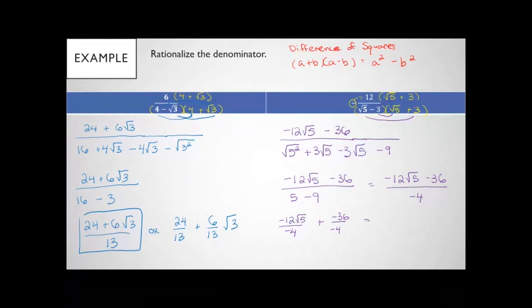I can start dividing. So a negative 12 divided by negative 4 is a positive 3. So this leaves me with 3 square root of 5 plus the negative 36 divided by negative 4 is 9. So that gives me a plus 9. So in this case, I did split it up because that allowed me to simplify and get whole numbers out of there instead of fractions. Whether you have the square root at the front or the back, it doesn't matter. You could write it 9 plus 3 square root of 5 if you wanted. That's equivalent.